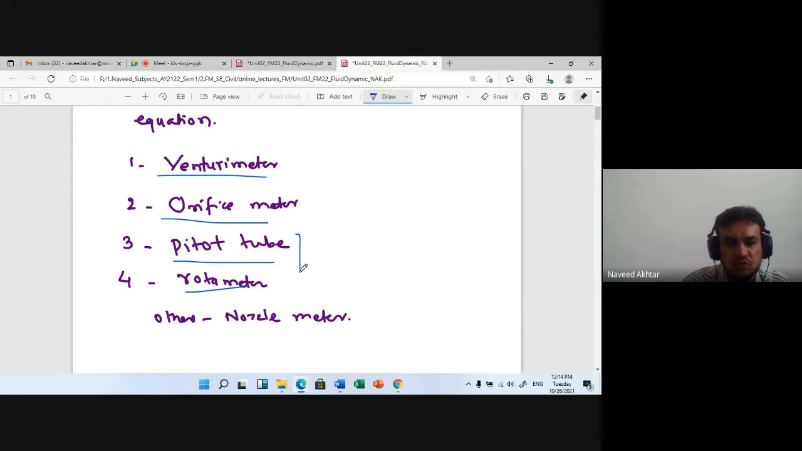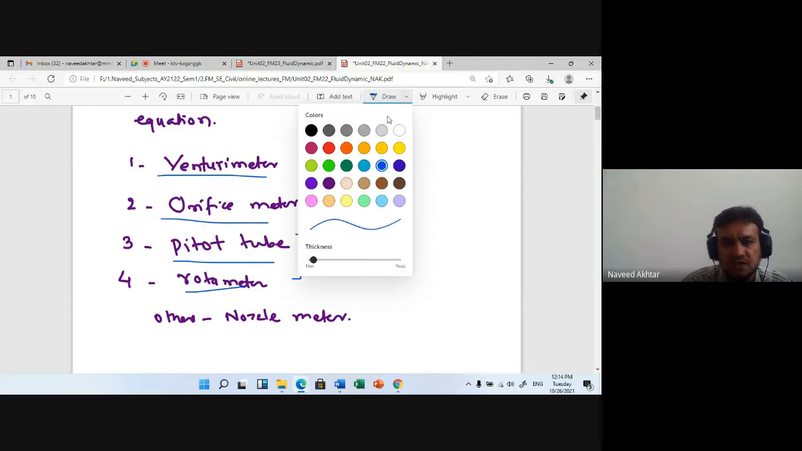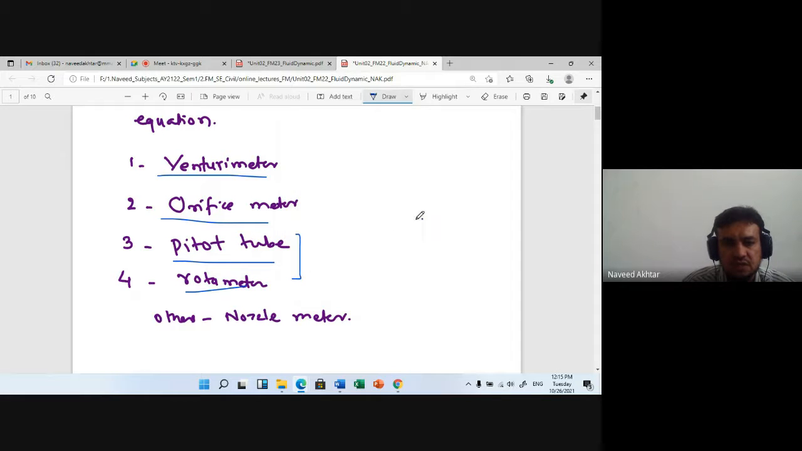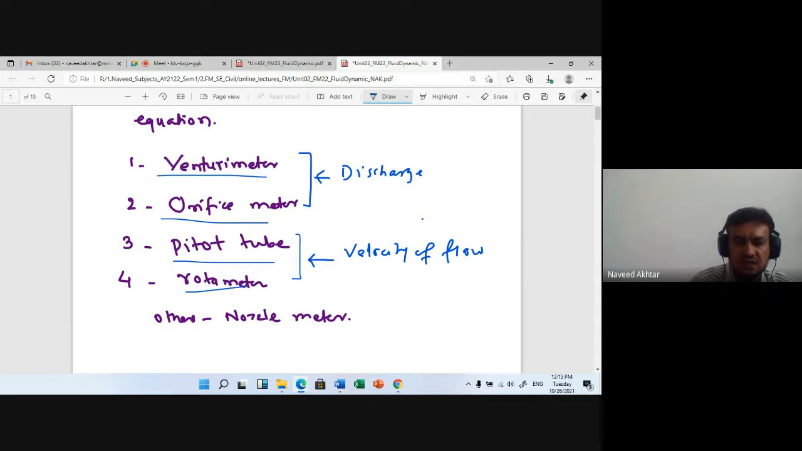Of these, two measure the velocity, and the other two generally measure the discharge of flow. There are others that also measure the discharge, such as the nozzle meter. You can see it in the textbook or the available reference book.